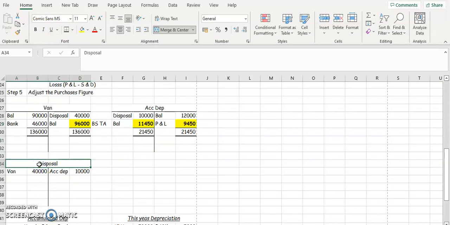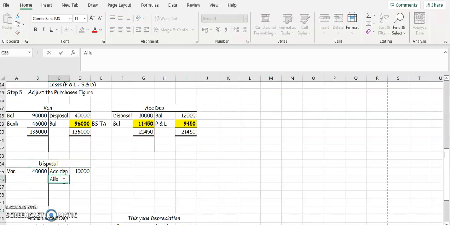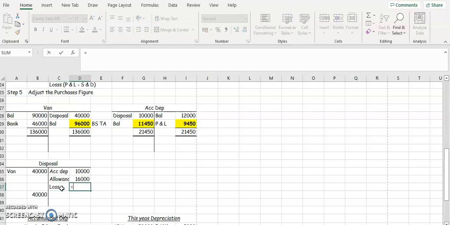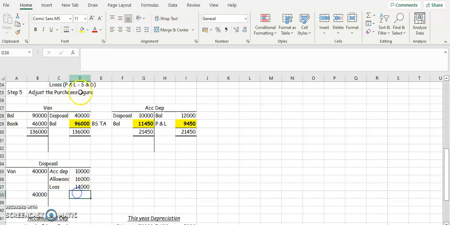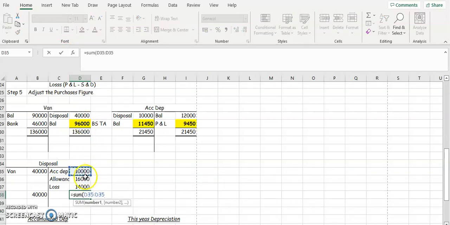Now we have to find out whether you made a loss or not on the disposal of an asset. It tells us in the question that our allowance is 16,000. So that's going to be part of the value that we got. So we need to find out what's on the debit and credit side. We've got 40,000 on the debit side. We've only got 36,000 on the credit side. So if the balance is on the credit side, it's a loss. And it's a loss of 14,000. And that 14,000 goes into your profit and loss account as part of your selling and distribution.